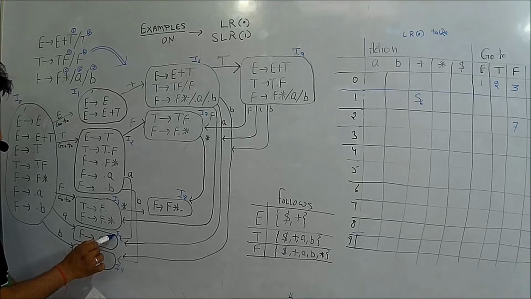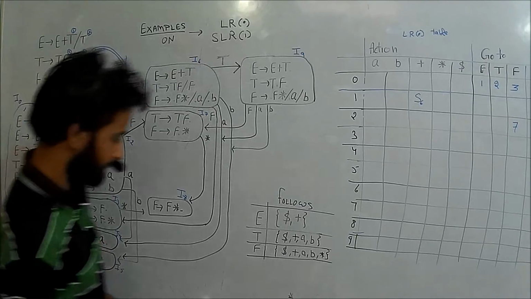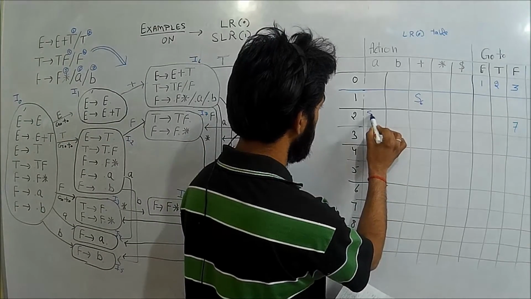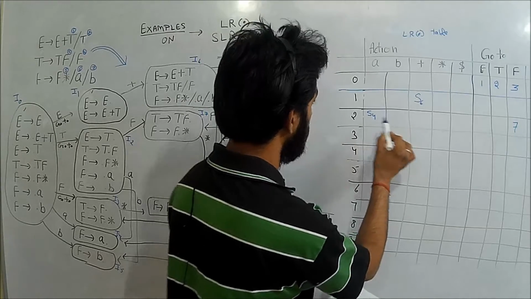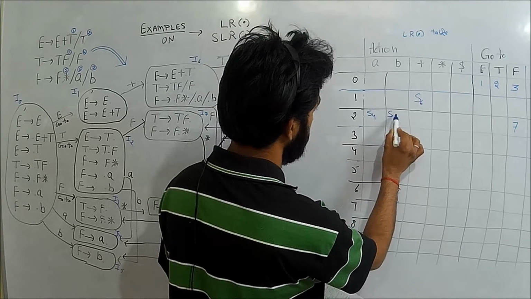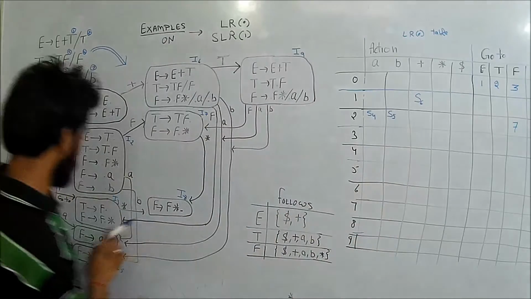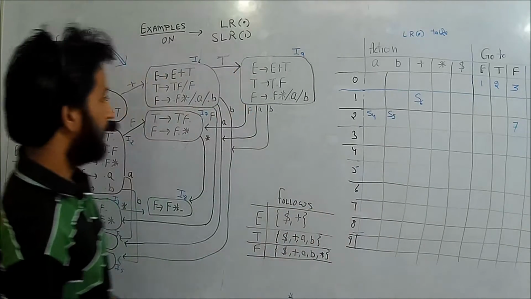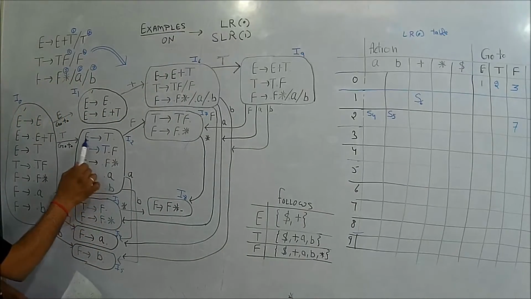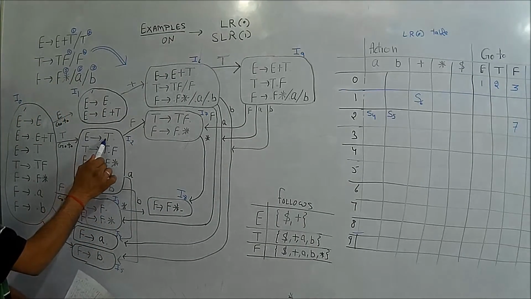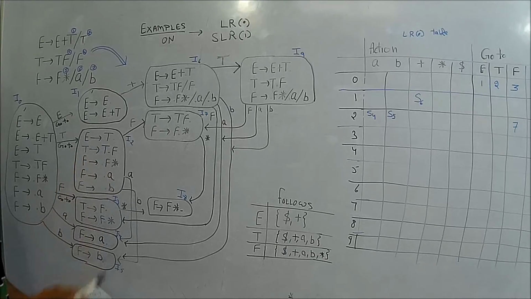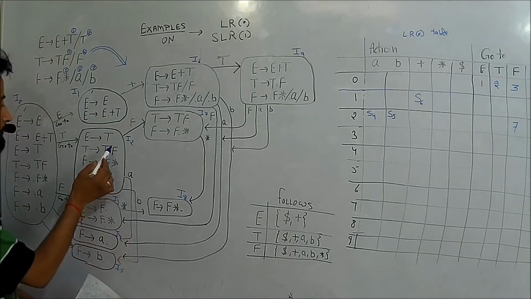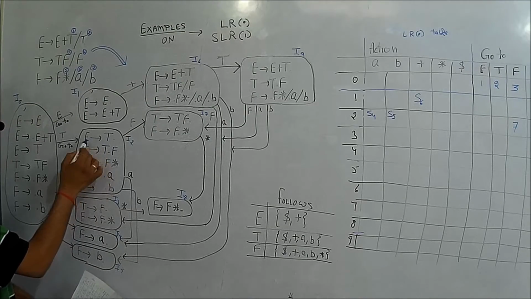So I will have to add the shift move. So I will add here shift move S4, and same for S5, because same for b. And one thing is that this one is the final, because here T can be reduced to E because dot is at the rightmost side of the production. So this one we can apply the reduction operation.